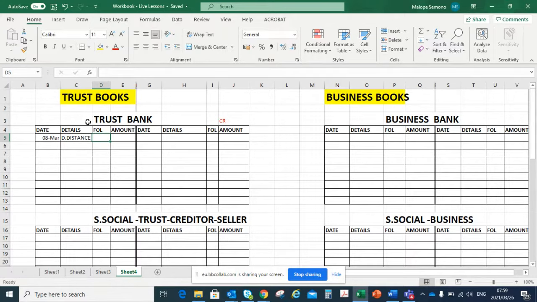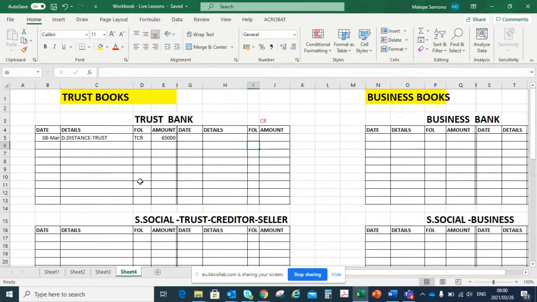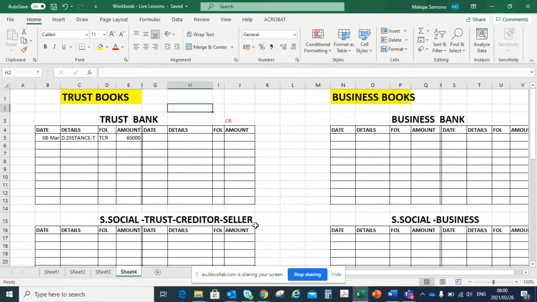And then folios, not that important, but I can say trust cash receipts. I can just put TCR, and I received 65,000. Remember, this money belongs to D Distance. So again, on the D Distance account, I must write trust, or I can just write T if I don't have enough space. Can you see? So I'm just going to do it like that. Because of space, let me just do this so that we do not lose space. I'm just going to write T. T will stand for trust. Okay. So let's make sure that we understand how to do that.